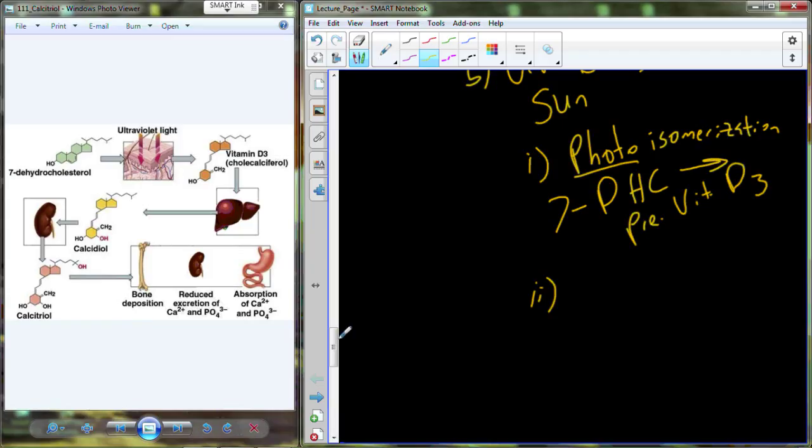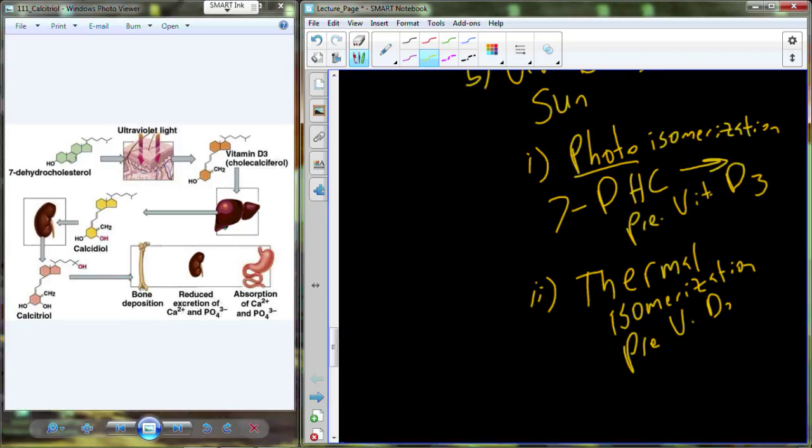And now I also said that the skin would increase in temperature. The pre-vitamin D3 is then going to be thermally isomerized. So a thermal isomerization of pre-vitamin D3 into cholecalciferol, or vitamin D3. Okay? So you maybe have heard you have to stand in the sun to generate vitamin D. And here are the two chemical equations that are going to result in that production.